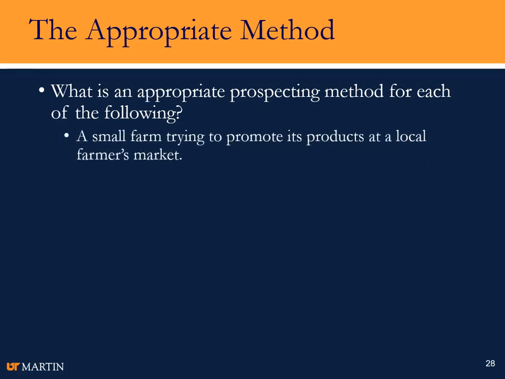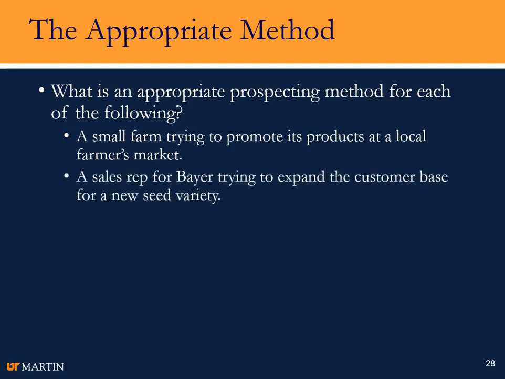For example, a small farm trying to promote its products at a local farmer's market, the best way to go might be social selling, where they're able to put information out on the internet freely so that followers can find it or link to other people who might be interested in the product. A sales rep for Bayer trying to expand the customer base for a new seed variety might find it worthwhile to do some networking, and to put some information out there on social media, again another cheap method, but also reaching out to existing customers to find referrals might be a good way to go. There's a lot of different options for this.